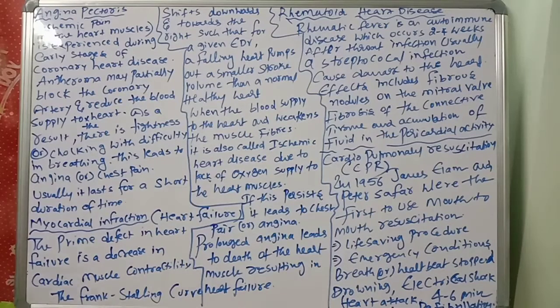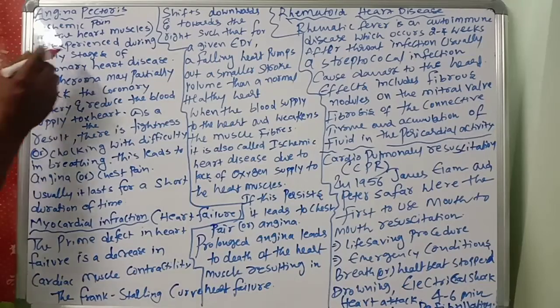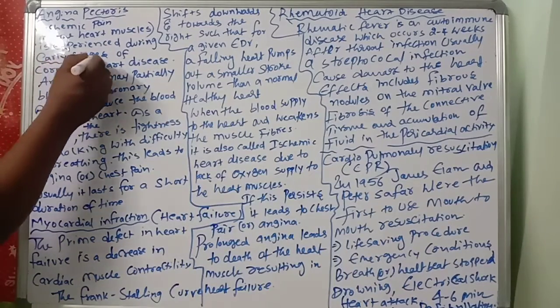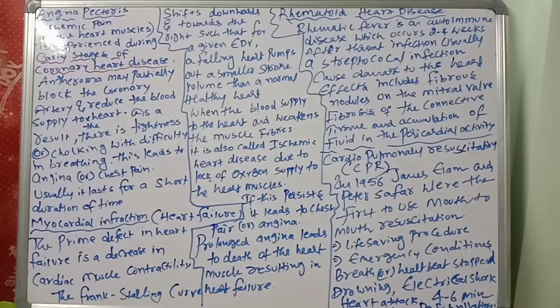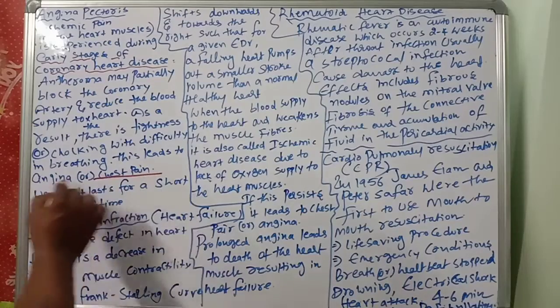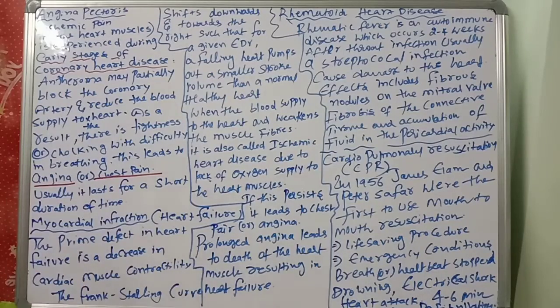We will see angina pectoris in which stages? Early stages of coronary heart disease. It is experienced during the early stages of heart disease. It's called angina pectoris, another way to say severe chest pain, angina.